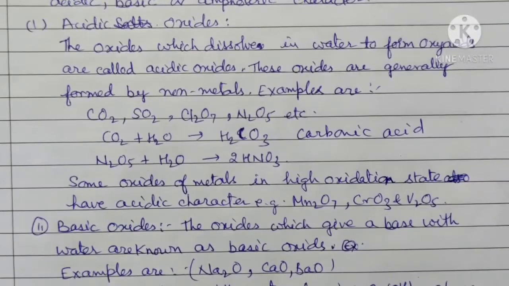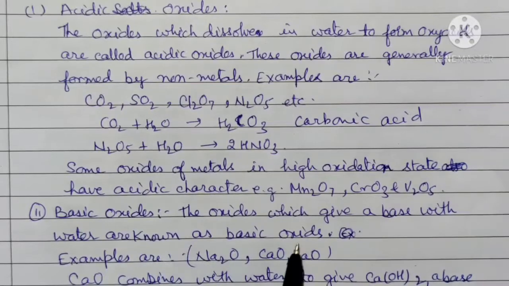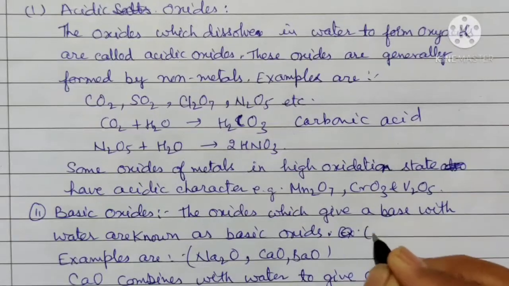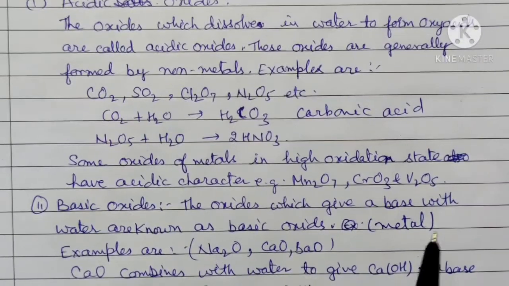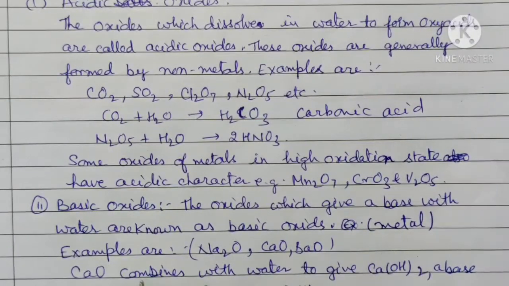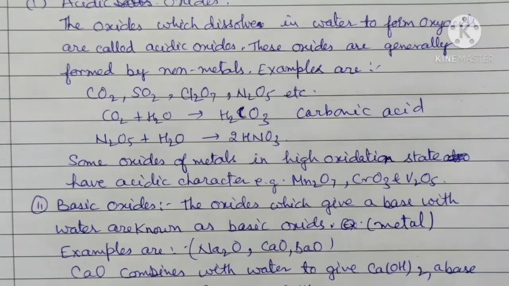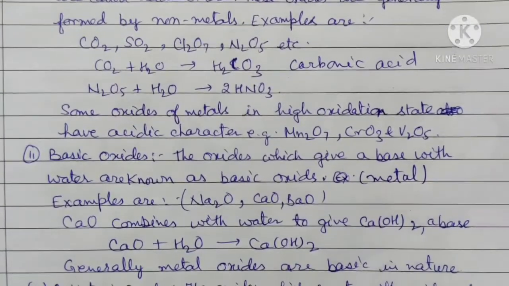Now the basic oxides. The oxides which give a base with water are known as basic oxides. Normally these are the oxides of metals which are more electropositive in nature, so their oxides are basic in nature. Examples are sodium oxide, calcium oxide and barium oxide. You have studied that calcium oxide combines with water to give calcium hydroxide, a base, and that's why we can say calcium oxide is basic in nature.